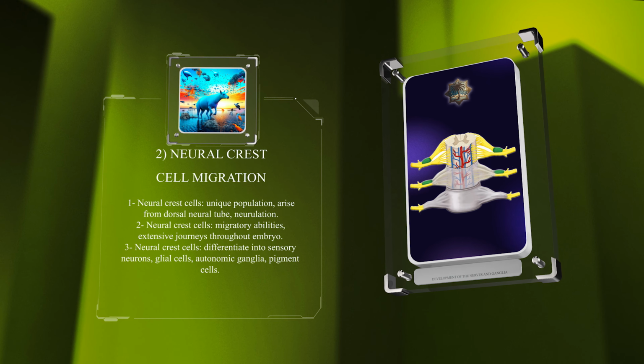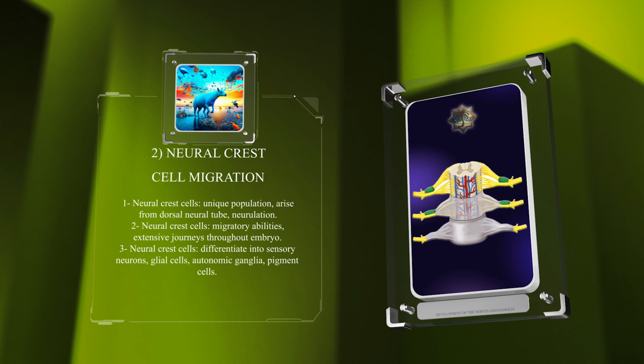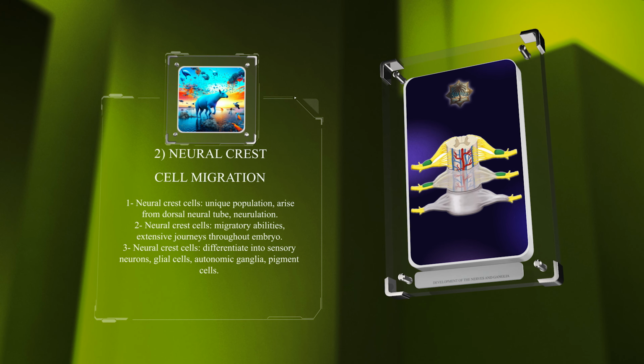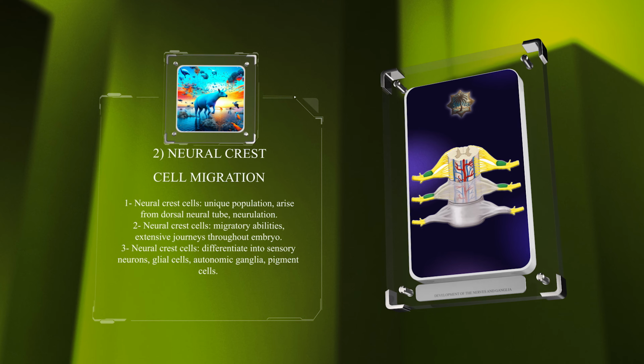Neural crest cells are a unique population of cells that arise from the dorsal neural tube during neurulation. These cells possess remarkable migratory abilities and embark on extensive journeys throughout the developing embryo. Through a series of intricate molecular events, neural crest cells ultimately differentiate into various cell types, including sensory neurons, glial cells, autonomic ganglia, and pigment cells.